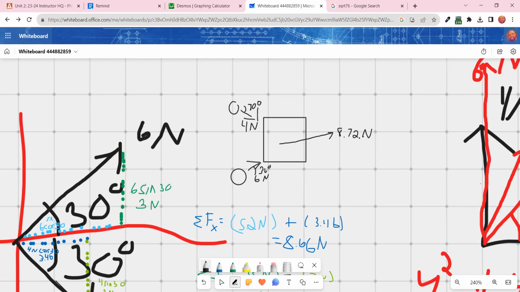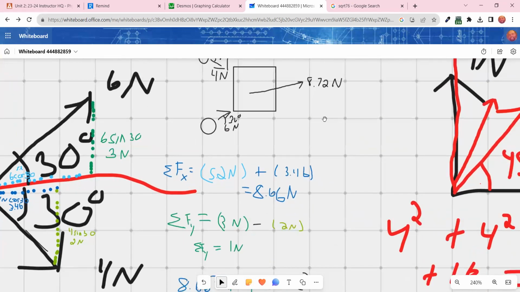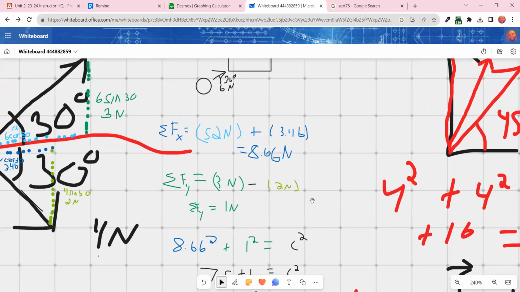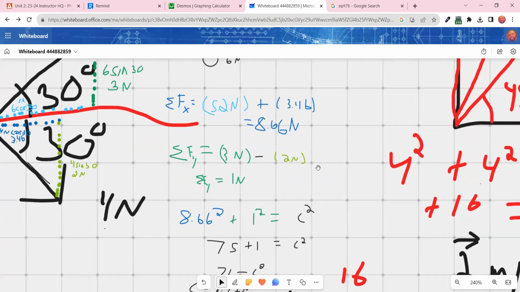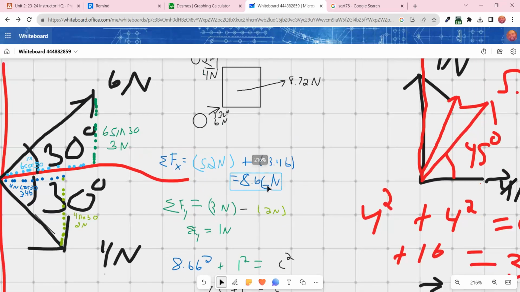Now, I need a direction because this is a vector. A vector is a number, 8.72 newtons, and a direction. I'm sorry, I said that wrong. Let me rewind. I have 8.66 newtons and 1 newton. That's better. 8.66 newtons plus 1 newton is equal to 8.72 newtons. Okay. This guy plus this guy is equal to this guy. And it's only because of the Pythagorean theorem that this guy plus this guy equals 8.72. Okay.